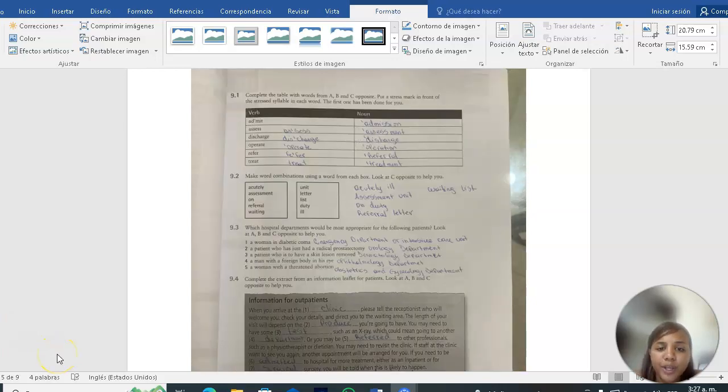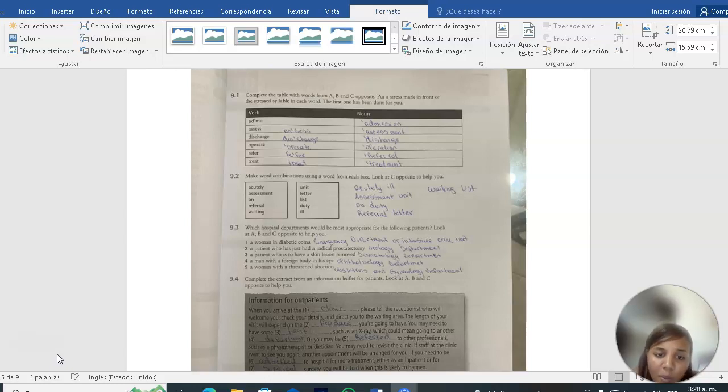Make word combinations using a word from each box. Look at the opposite to help you. Acutely ill, assessment unit, on duty, referral letter, waiting list. Which hospital department would be most appropriate for the following patients? Look at A, B, and C opposite to help you.